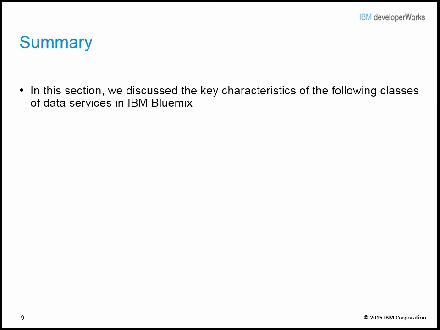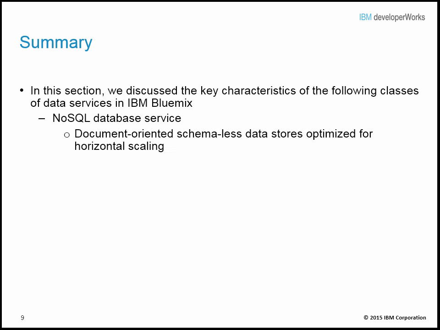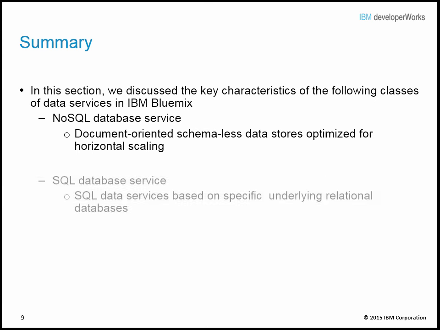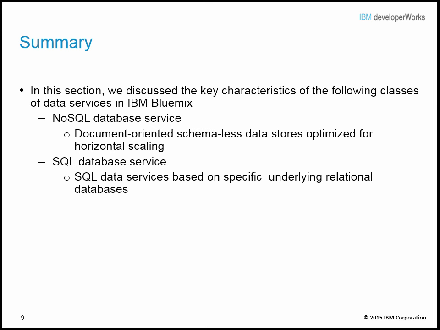Let's wrap things up with a summary of what we talked about. We discussed the key characteristics of five different classes of data services in IBM Bluemix. We looked at NoSQL database services, which are document-oriented schemaless data stores that are optimized for horizontal scaling. We looked at SQL database services, which are services based on specific underlying relational database technologies.